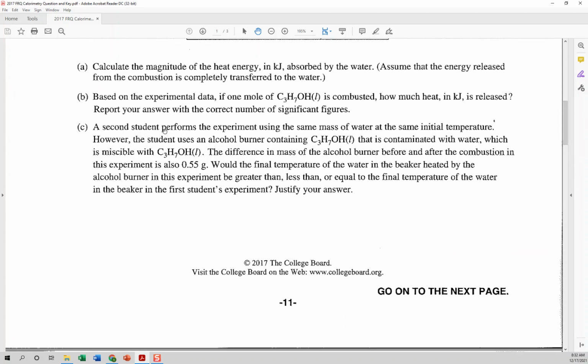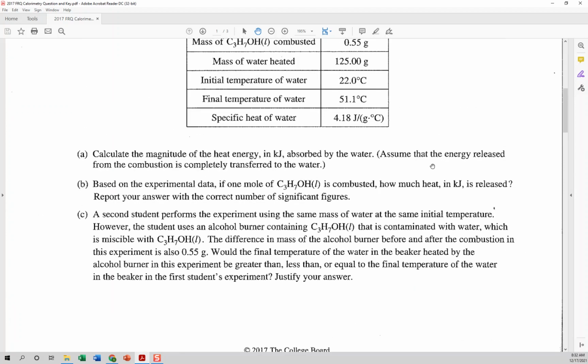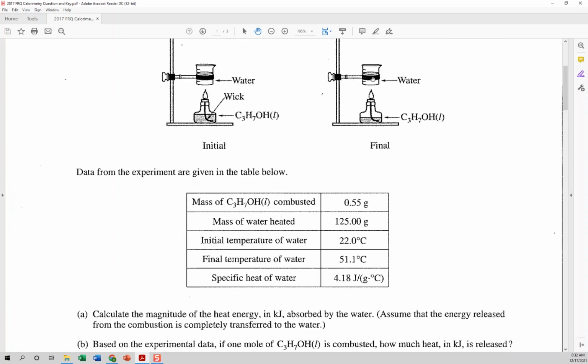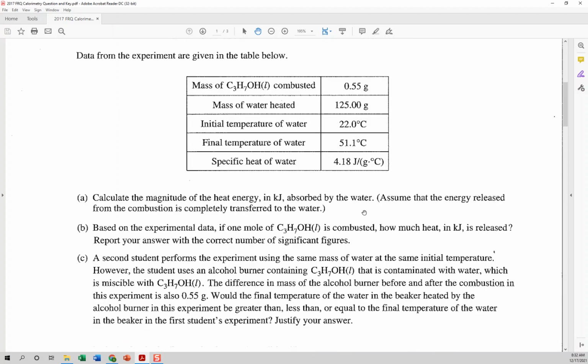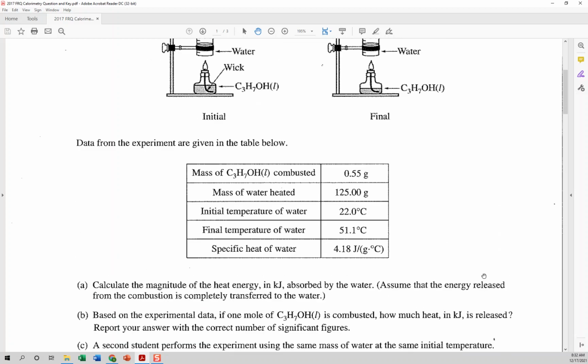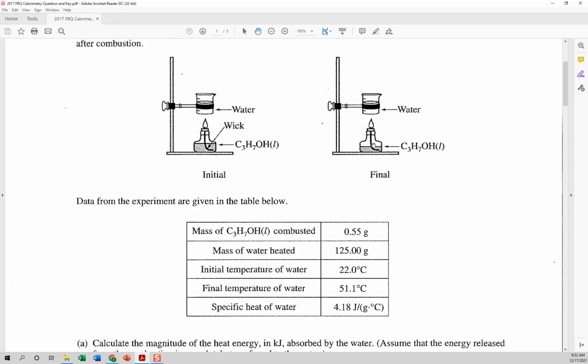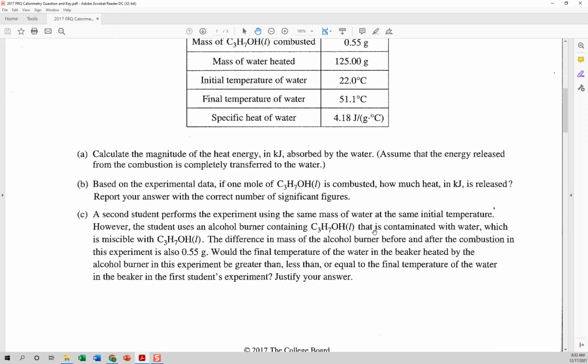It says a second student performs the experiment using the same mass of water at the same initial temperature. So they have 125 grams of water in the beaker, and it's starting at 22 degrees Celsius. However, the student uses an alcohol burner containing propanol that has some water in it. So in this container, we have propanol and some water, not just propanol. The difference in the mass of the alcohol burner before and after the combustion in the experiment is the same as this.